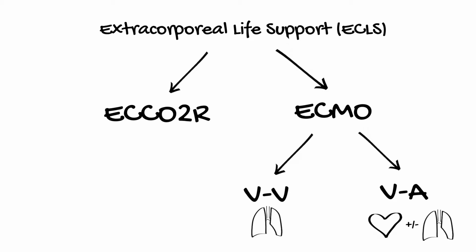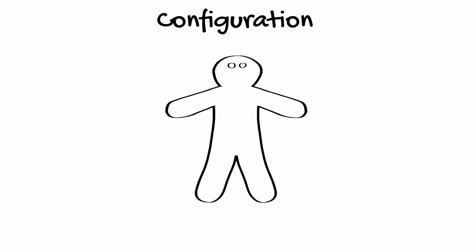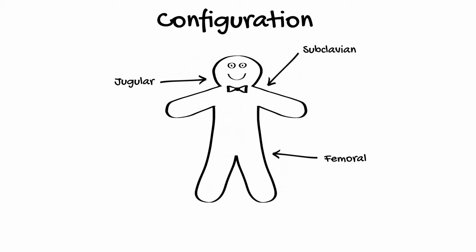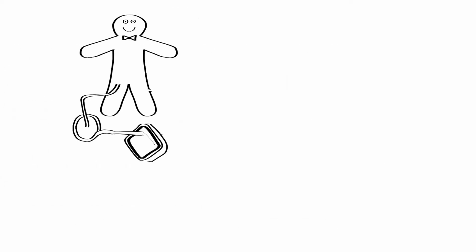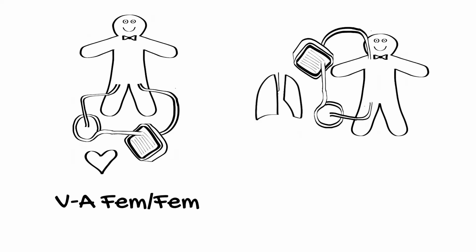After talking about the mode of ECMO, we mention the configuration, which describes the cannulation sites. The usual vessels for cannulation are the femoral, jugular, and sometimes subclavian vessels. We list the access and return sites in order. For example, VA fem-fem or VV fem-jug.